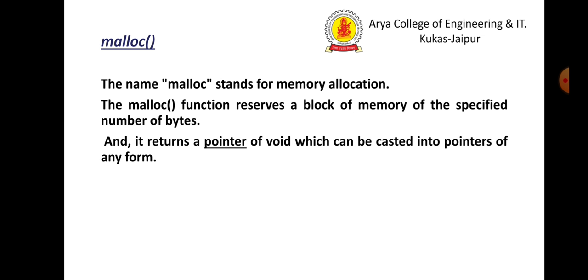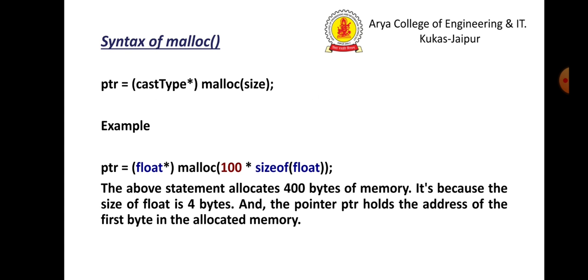Now, the malloc function. Malloc means memory allocation. It reserves a block of memory of a specified number of bytes and it returns a pointer of type void. Here is the syntax: ptr = (cast type *) malloc(size). Here the above statement allocates 400 bytes of memory. It is because the size of float is 4 bytes, and the pointer ptr holds the address of the first byte in the allocated memory.